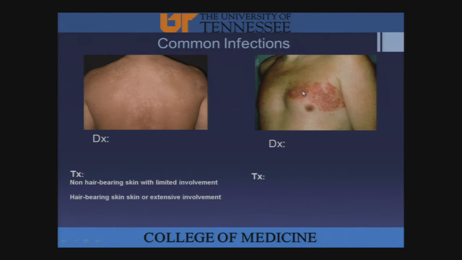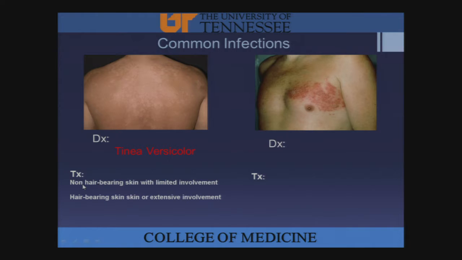All right, on to some common infections. So on the left, I hope this printed out fine on your slides, but you see this depigmentation, right? You guys agree? See that? So what is this? This is an infection. Tinea. What type of tinea? Versicolor. Good.